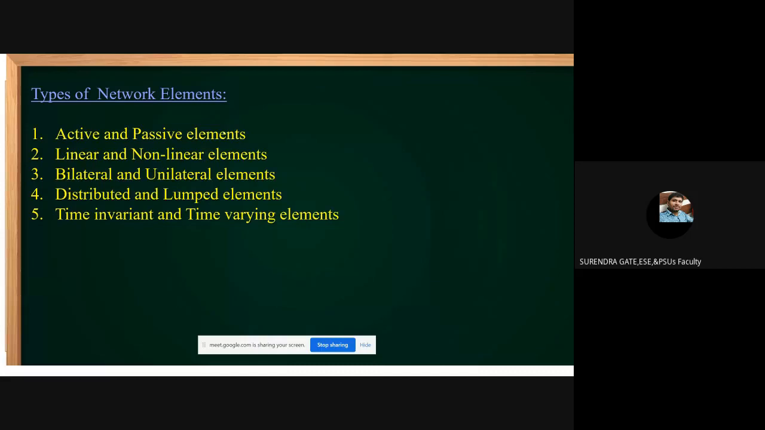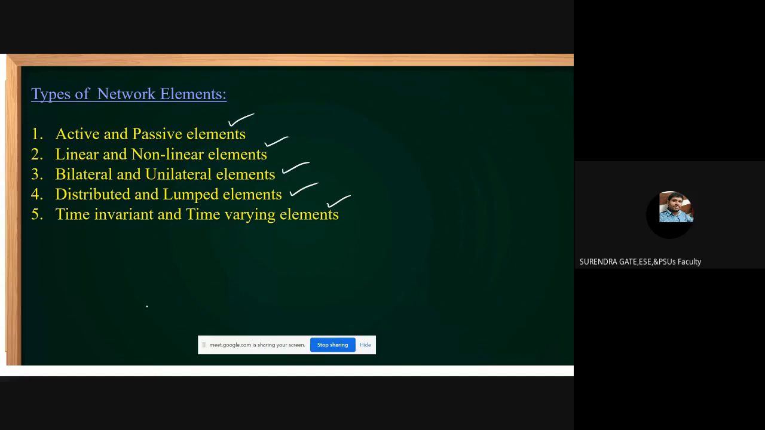One is active and passive elements. Linear and non-linear elements. Bilateral and unilateral elements. Distributed and lumped elements. Time invariant and time varying elements. These are the 10 types of elements in networks. Now I want to discuss each element in detail.